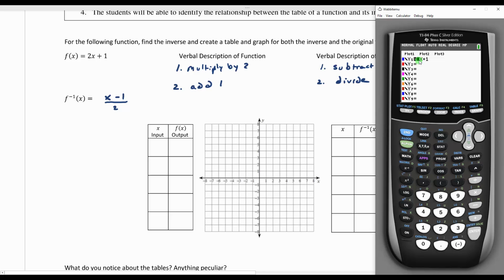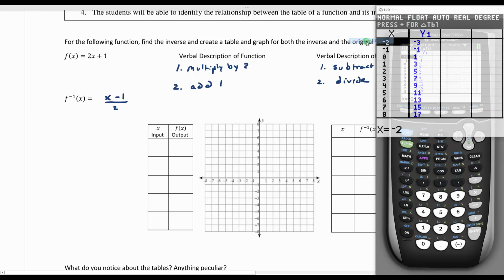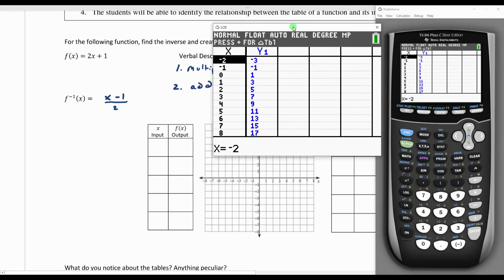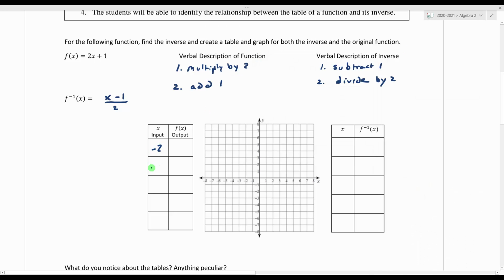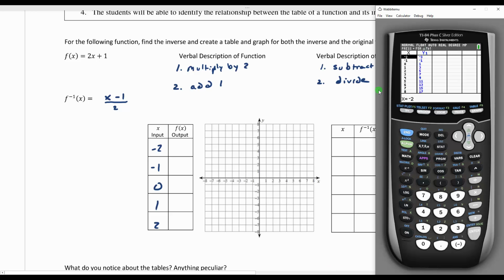All right. So here we go. I've hit y equals and I entered in my original function, and I'm going to go right to the table. So I'm going to hit second graph, and I'm looking at my table that I have here, and I'll make that a little bit bigger for you. We can actually just start right where the table starts off. I'm going to go from -2 to 2 and just grab this part of the table and put it into my notes here. So I'm going to say -2, -1, 0, 1, and 2, so we'll use those inputs. And then let me go back here and get some of these values. So we had -3, -1.